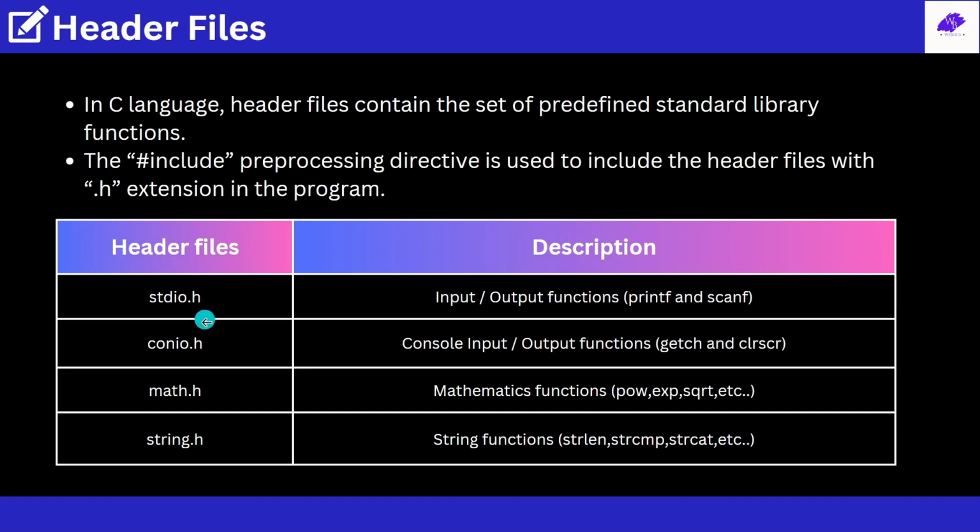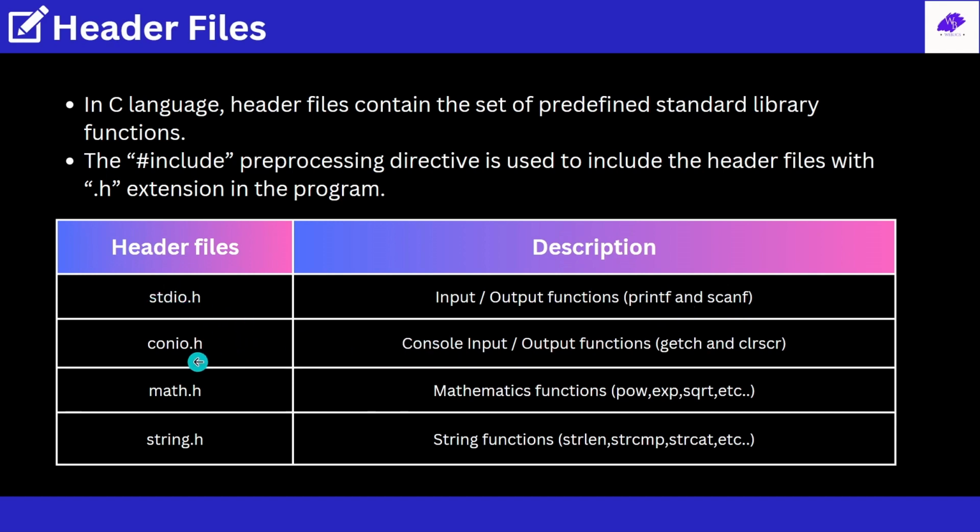Here is a list of some of the header files: stdio.h, conio.h, math.h, string.h. What is the full form of stdio? It is standard input output .h. From its name, it indicates that input or output functions are described in that header file. Input output functions like printf and scanf are already defined in the header file named stdio.h. So you don't have to write the logic behind the printf and scanf functions. You can directly use them by including this library.